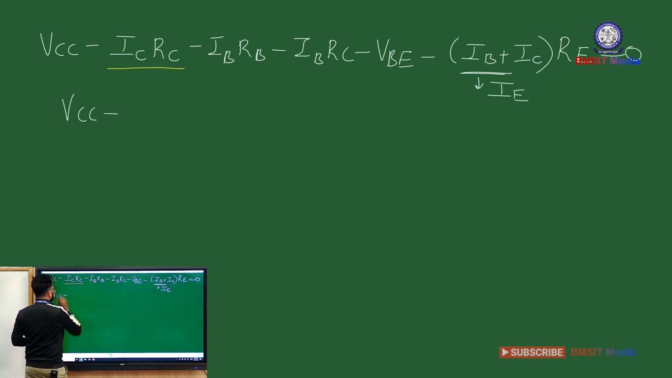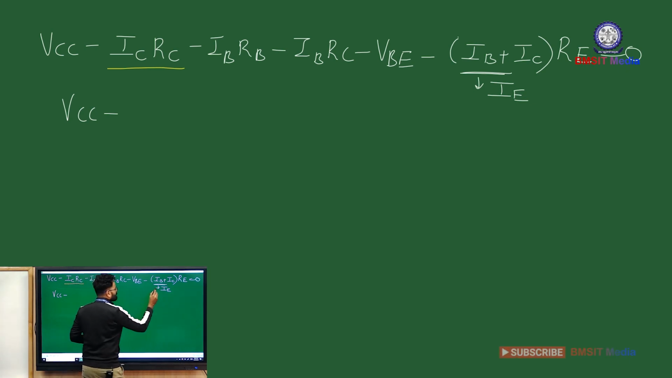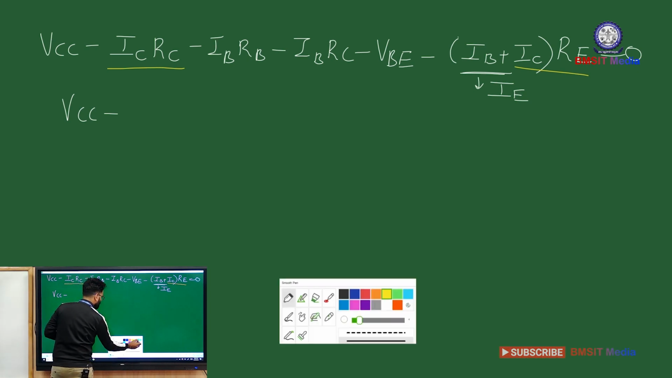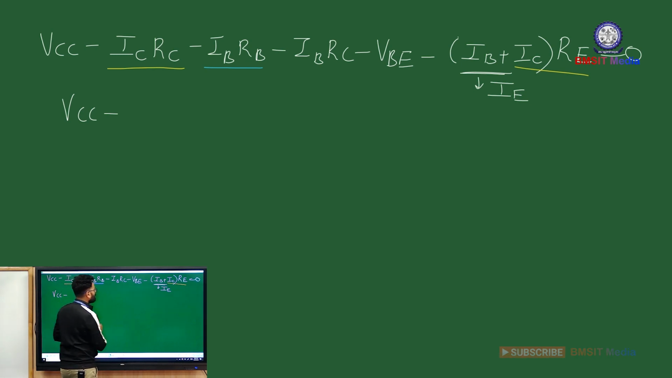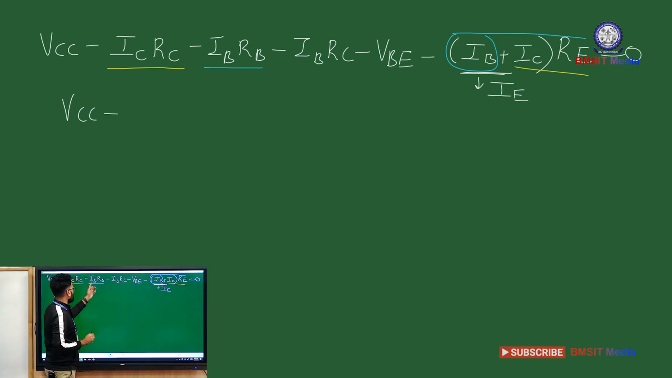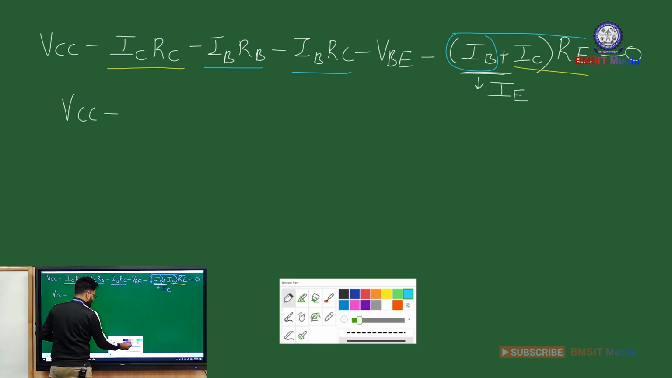You have ICRC over here, and then you have ICRE over here. So you can club these two terms. Similarly, you have IBRB here, and then you have IBRB over here, right? So IBRB, and here you have IBRE. So these two terms you can club together. Okay, and also you have IBRC. So let's club all these terms together.